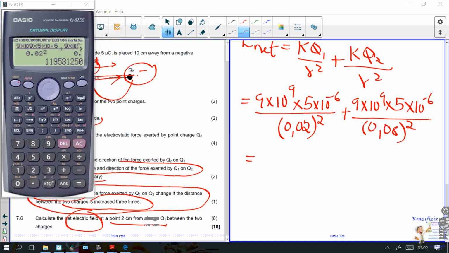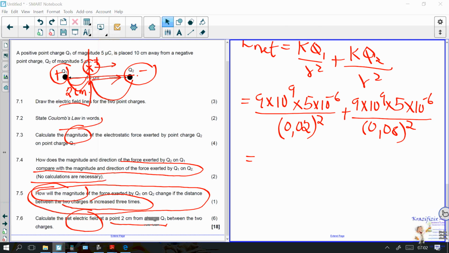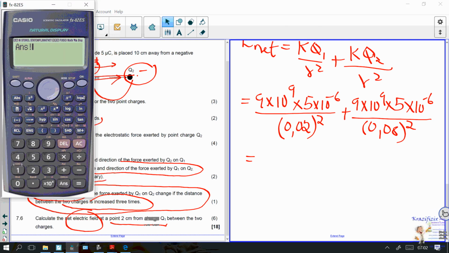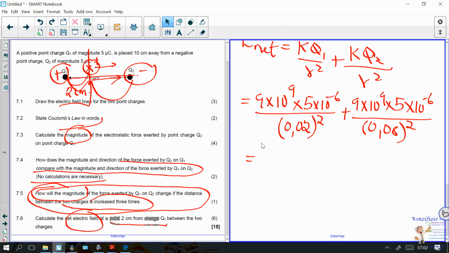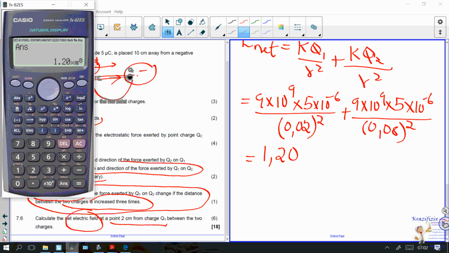Or we can actually use standard form now. Shift, mode, 7. We want 2 decimal places with the first number, which gives us 3 digits. 1,20 times 10 to the power 8. All right, you may need to rewind the video to see what I did there. 1,20 times 10 to the power 8.